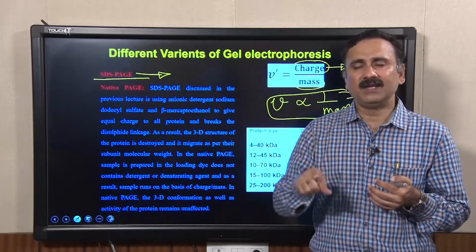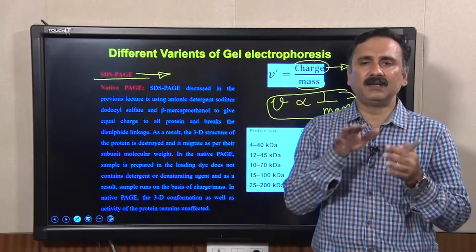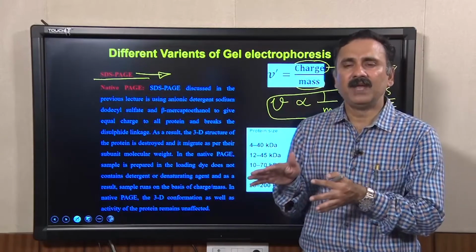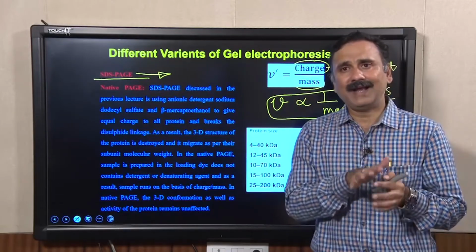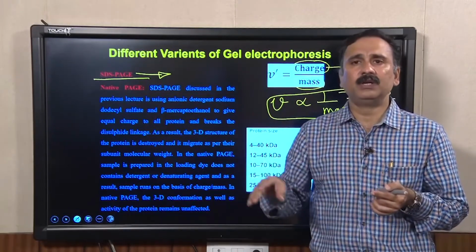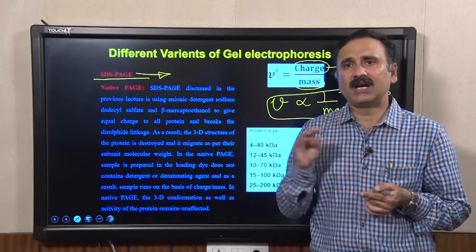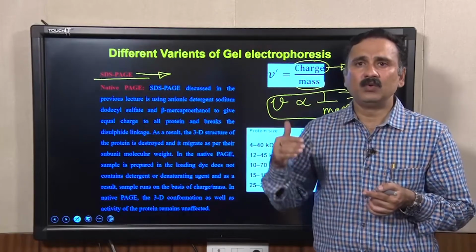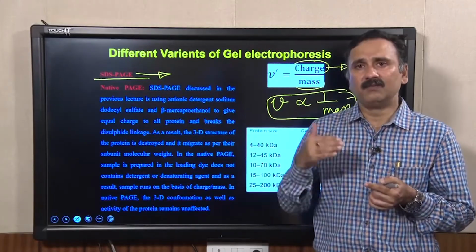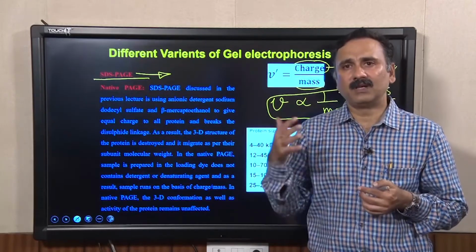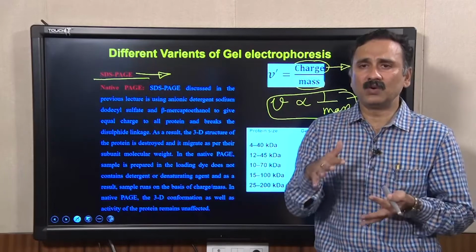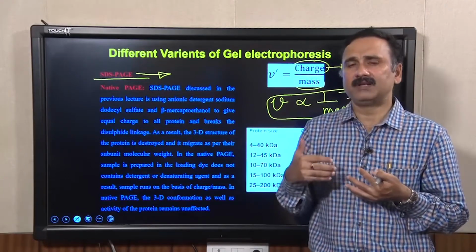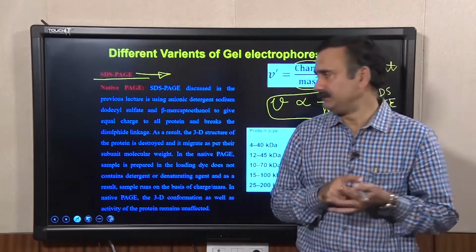So, in SDS what will happen is that the proteins are going to run as monomers, and since they have equal charges, they are going to be resolved as per the inverse relationship to their molecular weight, which means the high molecular weight proteins are going to run slower and the lower molecular weight proteins are going to run faster.